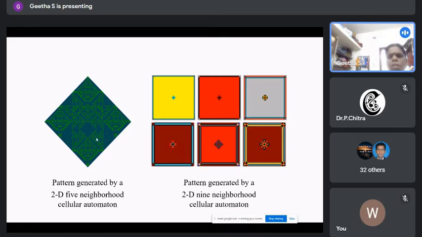So how will the pattern change in the 2D 5-neighborhood cellular automaton? In this pattern, the given values change automatically, and the colors will be changed. Next, the pattern generated by the 2D 9-neighborhood cellular automaton: the 9 values of each and every cell are applied, and you have to change them at the same time. So this is yellow, next red, gray, brown, dark red, light red, brown. So the given pattern is generated.